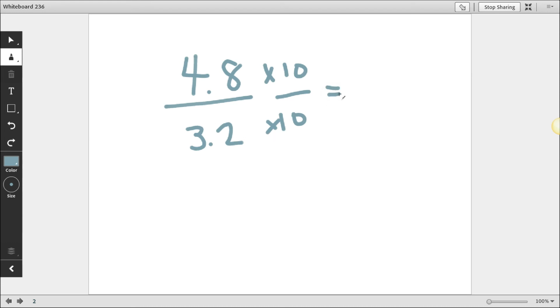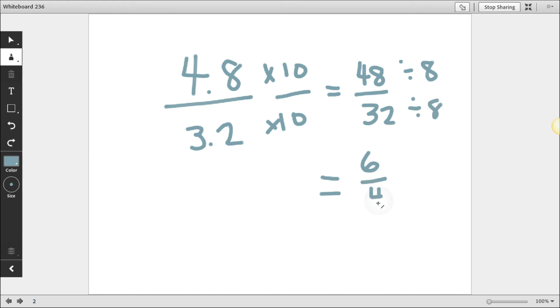And so that'll give me 48 over 32, which I can then reduce. 4 goes into both. 8 goes into both. Let's divide by 8. 48 divided by 8 is 6. 32 divided by 8 is 4. That'll reduce by 2, so divide by 2. We'll get 3 over 2, which is 1.5.